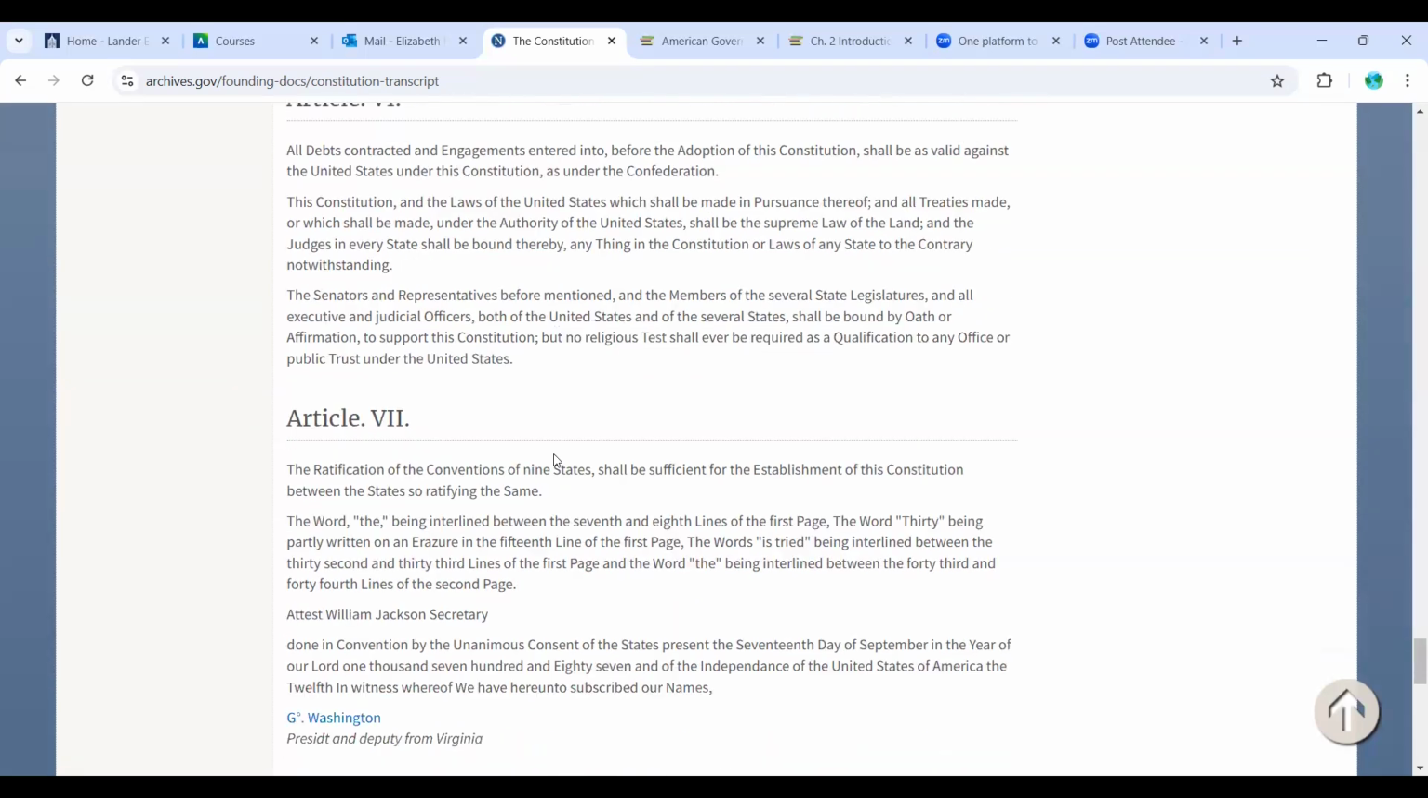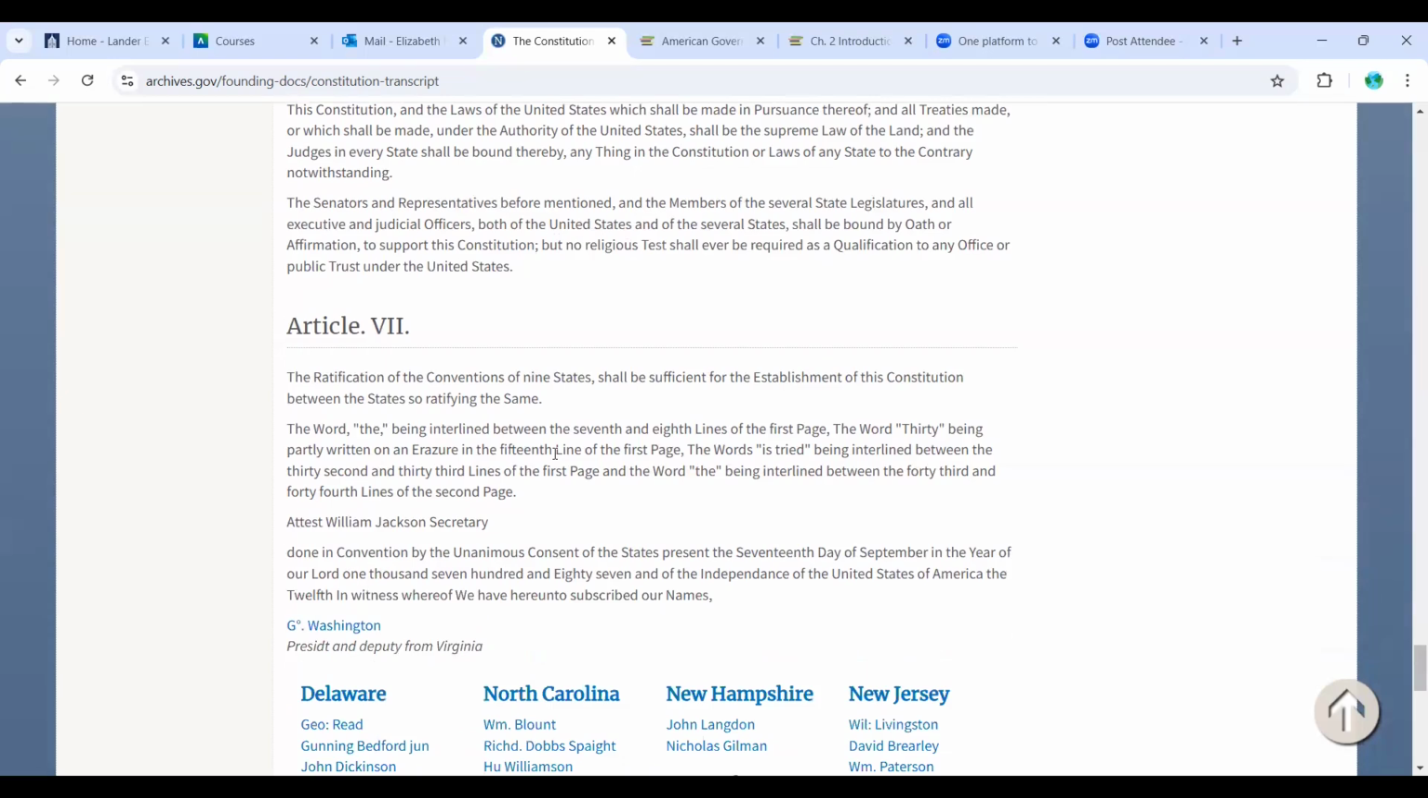Okay, next is Article 7. It's the last article, and it has a very obvious theme, and that's ratification. Ratification means formal approval. In order for this new Constitution to have any force and effect, 9 states had to agree to it. Here, it requires 9 states to ratify.